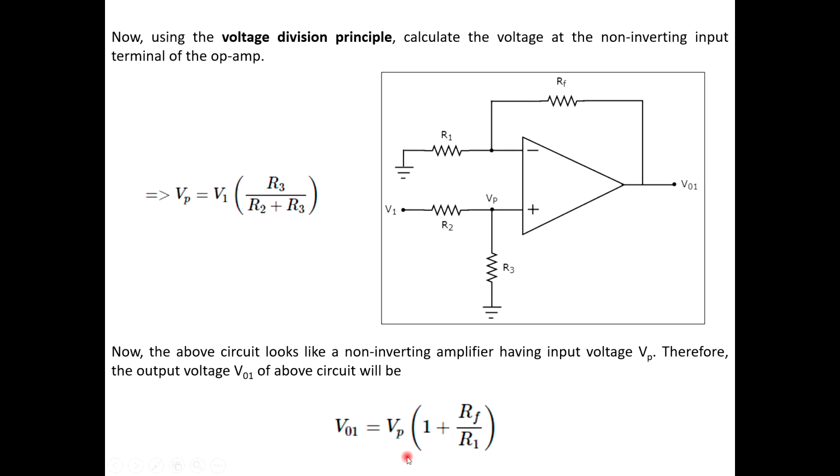Once again, I'll tell you. For the first step, what we have done is we consider only input V1, we ground V2, and then we apply the voltage division principle where we find out what Vp is. This Vp is equal to the input voltage into R3 divided by the sum of R2 and R3. And this configuration is nothing but the non-inverting amplifier where the input is Vp. For that, the output voltage equation is input voltage into 1 plus Rf by R1. So the input voltage is Vp. That is what we have written over here. Now let's go to the next slide.